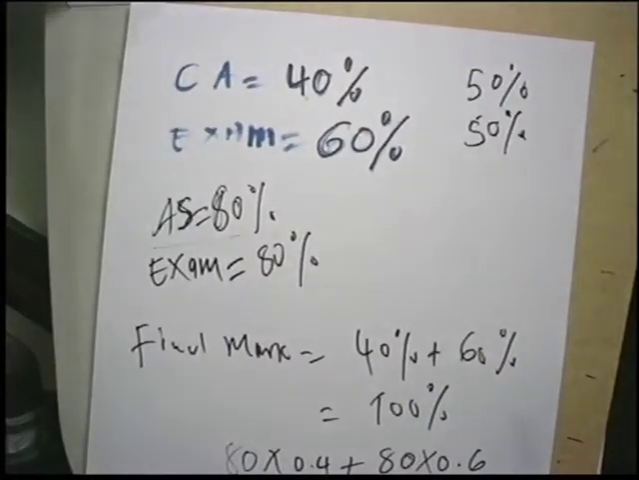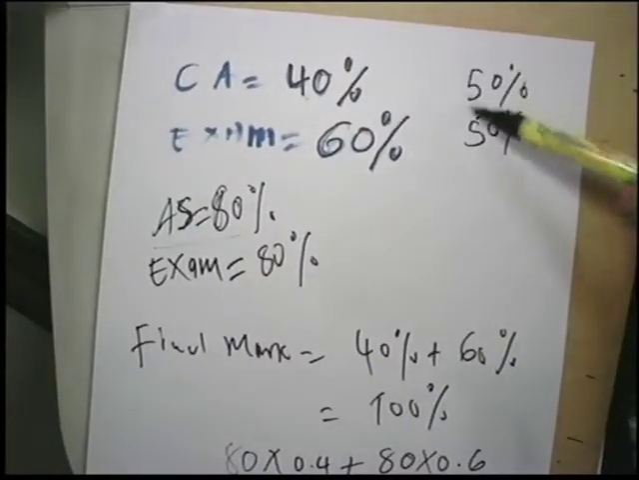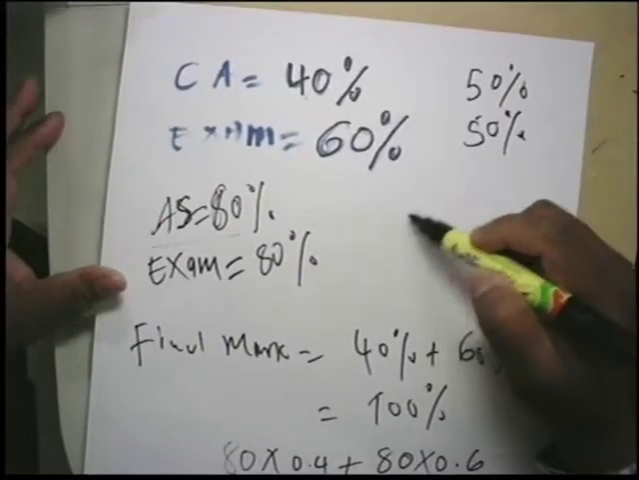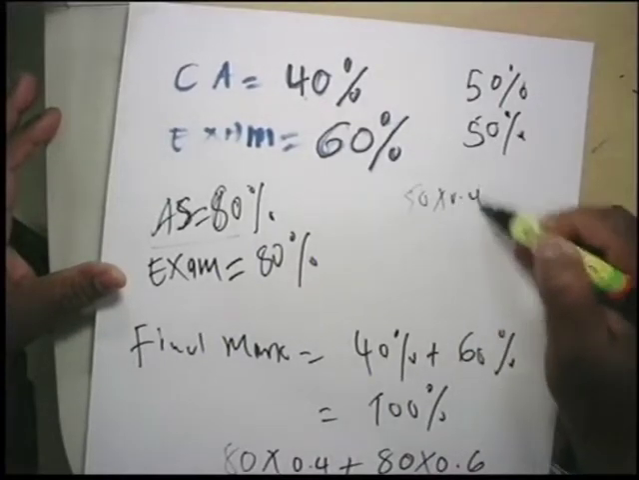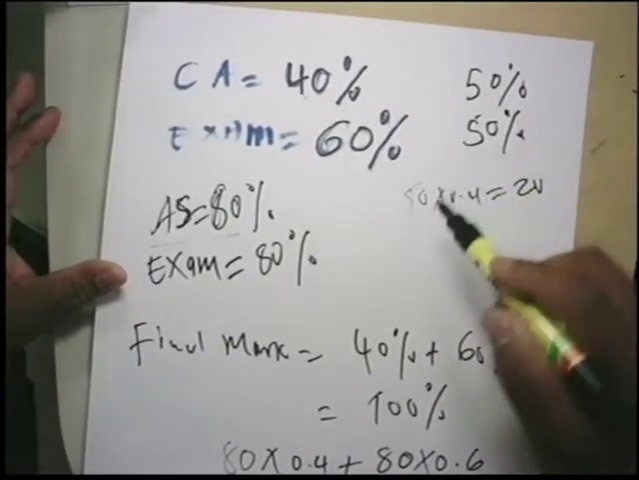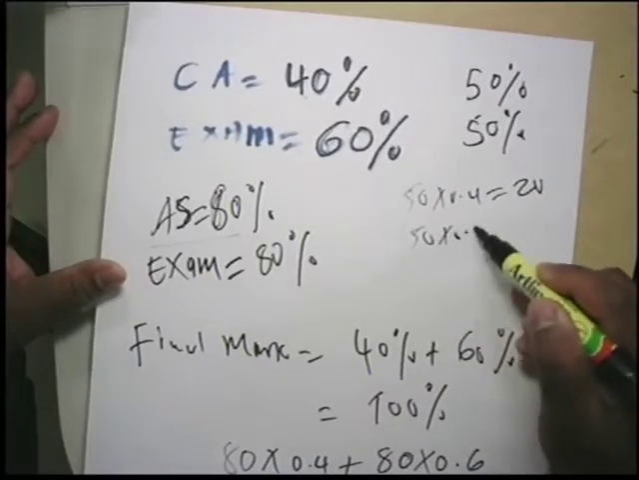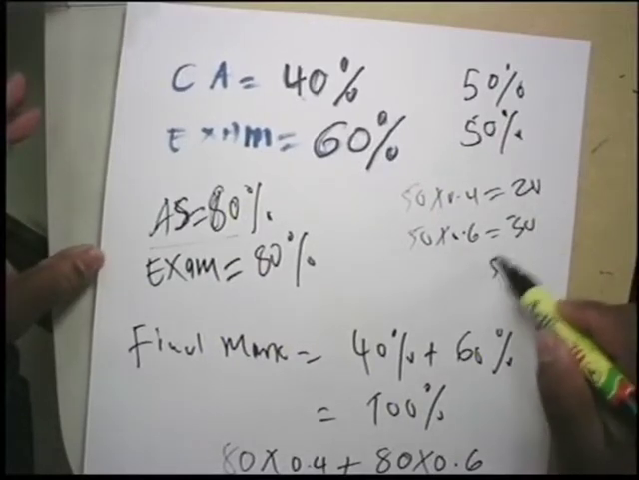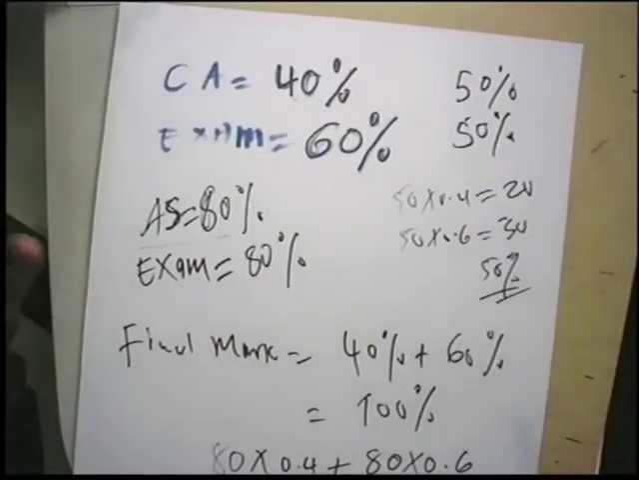So now this is 50% and this is 50% also. It will be 50 times 0.4, which is 20, and 50 times 0.6, which is 30. When we add 20 and 30, you get 50. That is your final mark, which you will receive in your report or in your NDA mark. So that is what it means for this subject.